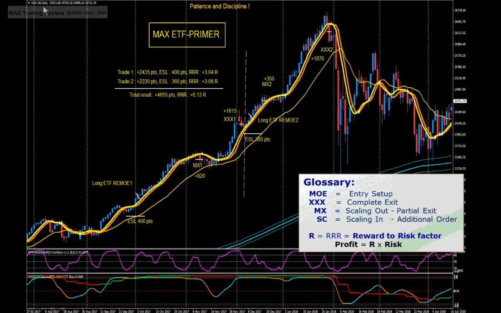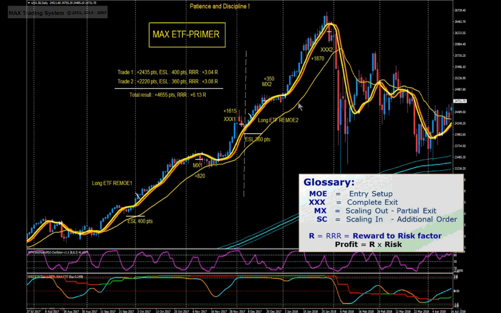An index, a stock index like the Dow Jones or the S&P 500, or a stock simply does not behave as a currency pair in the Forex. The chart looks similar, so they can be traded in a similar way, but the reason and the mechanism to create that movement in the market are completely different.